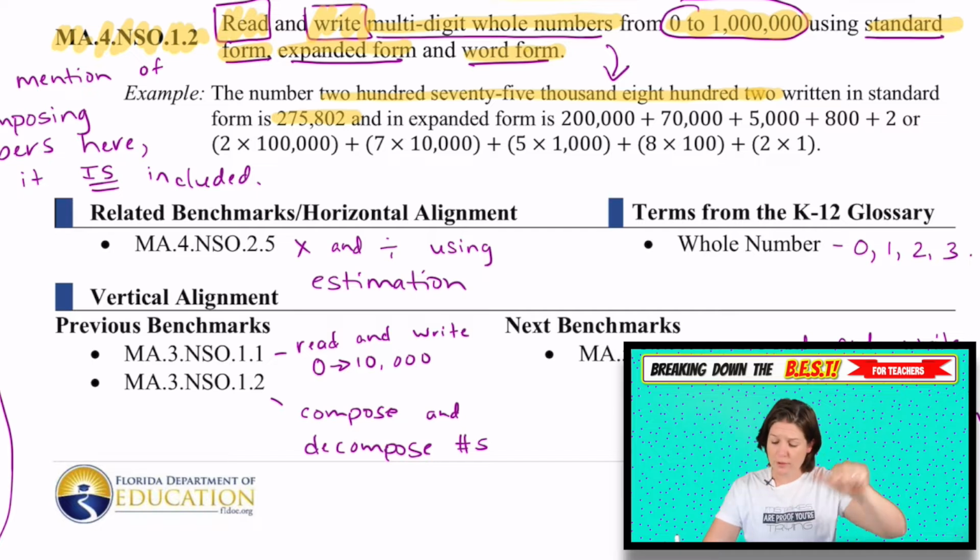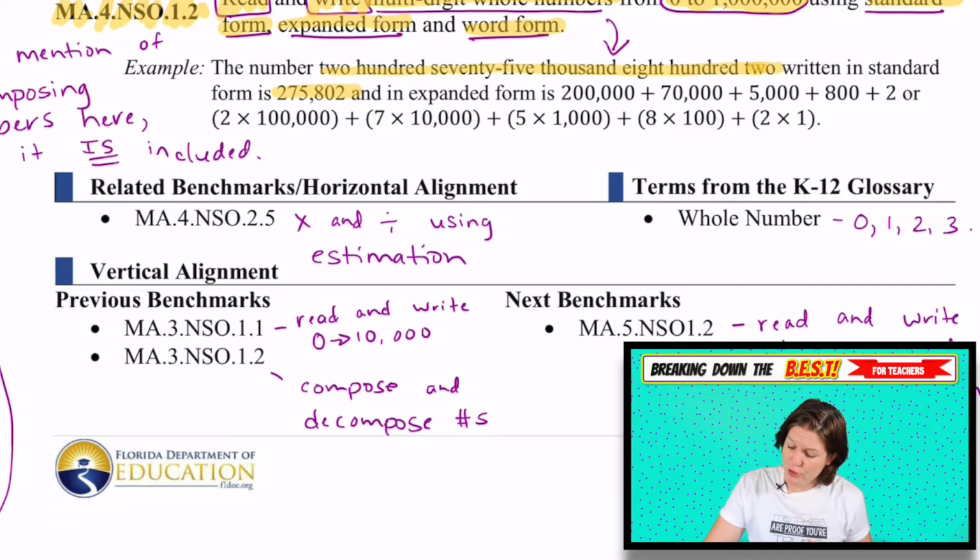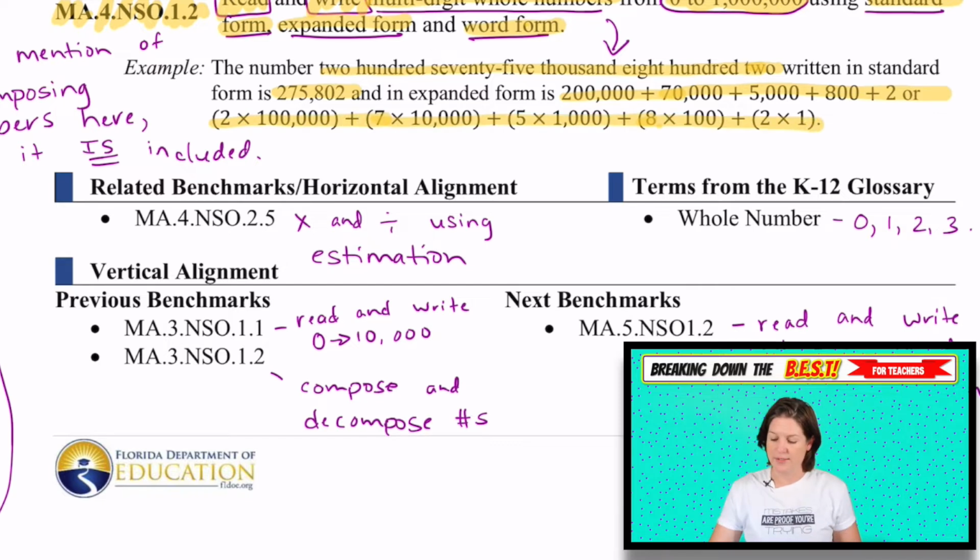So we talked about standard form and word form. There are two forms of expanded form that I was seeing on here. We've got 200,000 like this, where we're taking the values and adding them together, or where we're taking the digit and multiplying it by the place value that it's in, the value of the place that it's in.